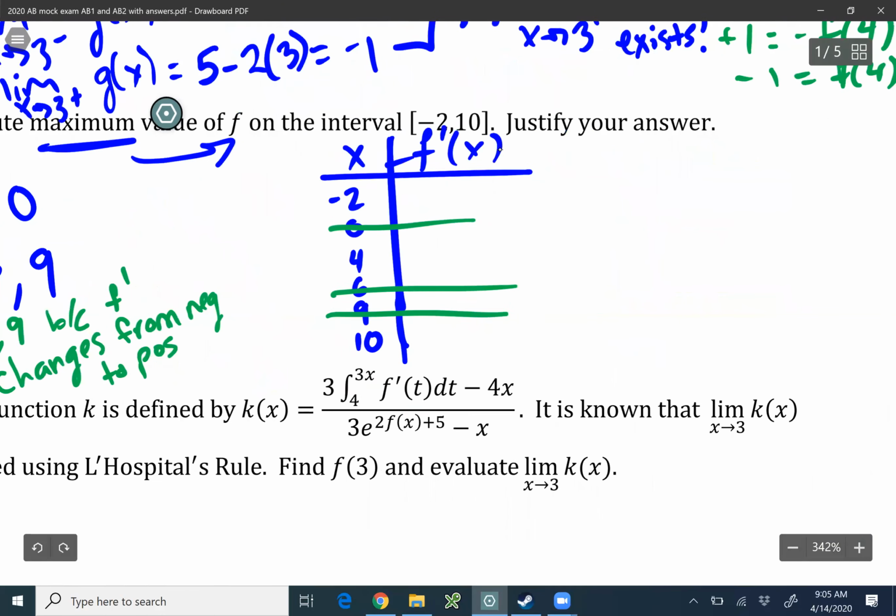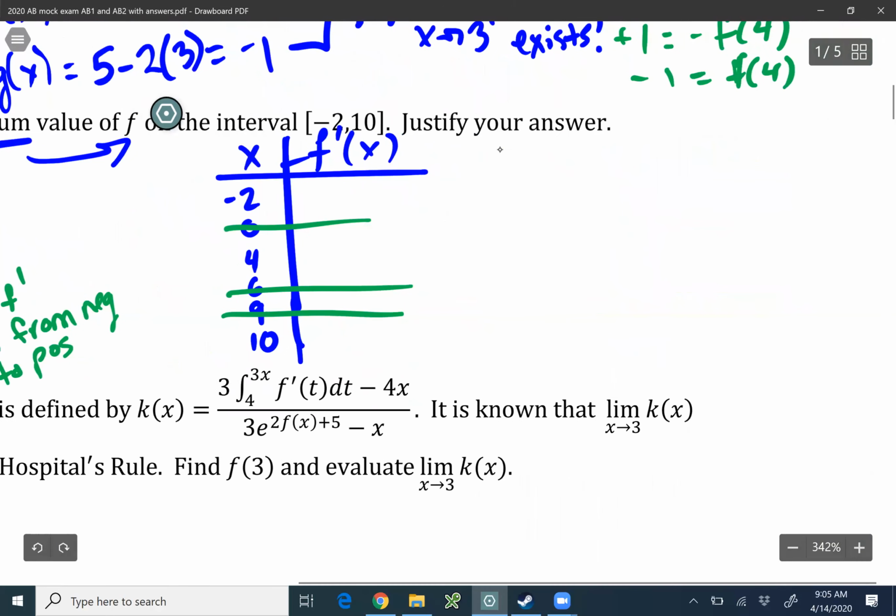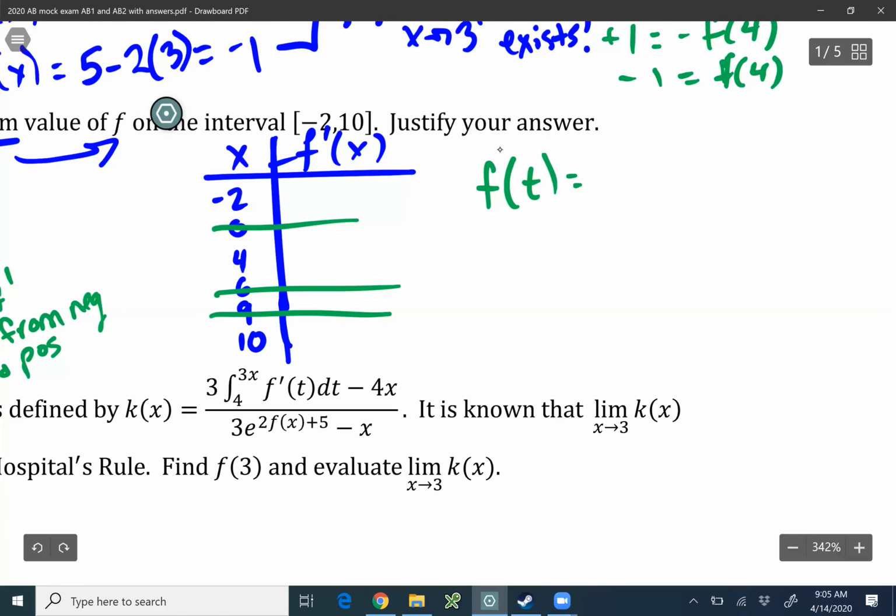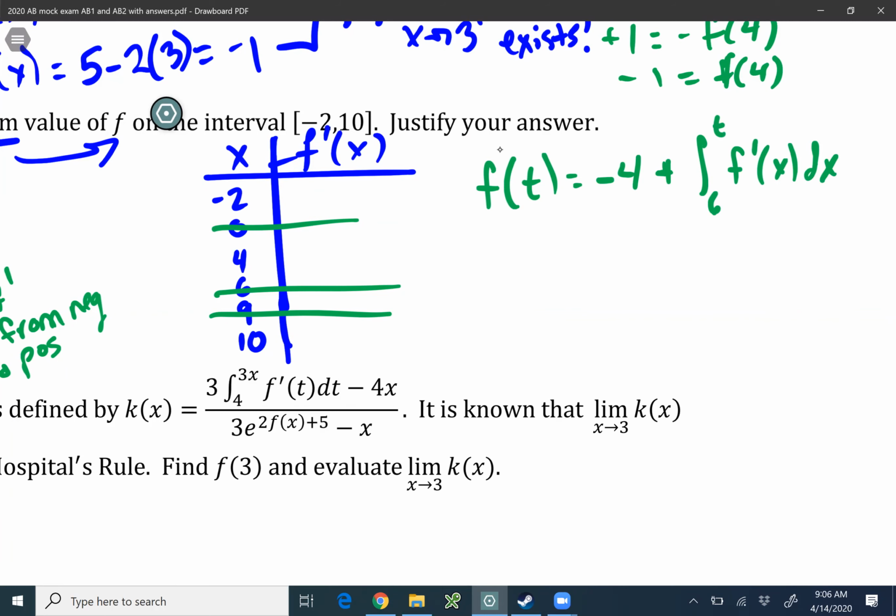So now how do we actually figure these out? Well, that's the same way that we did before. So the formula is essentially that f of whatever number we want, I'm going to just call it t. So f at some time t is equal to f of 6, which was negative 4, plus the integral from 6 to t of f prime of x dx. You don't ever have to write that down. I'm writing that down just for us to talk about. That's a very generic formula.